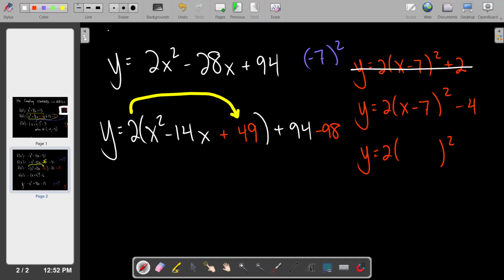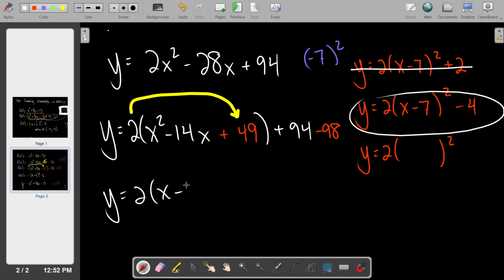I'm liking the -4 that I'm seeing at the end. So this is going to be y equals 2 times x minus 7 squared minus 4. And just in case you missed it, this -7 up here, do you see how it just comes into the parentheses right here? I was just trying to show you guys over there. Kind of neat. Any questions?